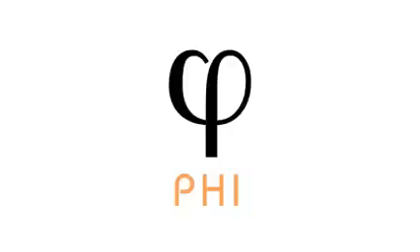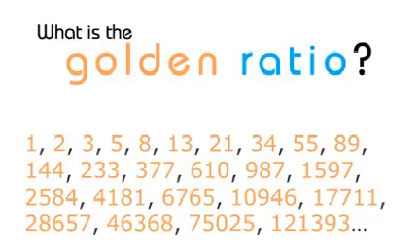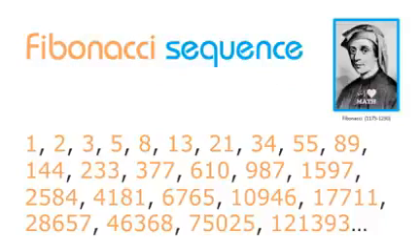Okay, so I'm going to explain in this video a math and design phenomenon called the golden ratio. It's also referred to as phi. So what is the golden ratio? Well, to help explain it, I'm going to put out this sequence of numbers called the Fibonacci sequence, which is really just the golden ratio in a sequenced numeric form.